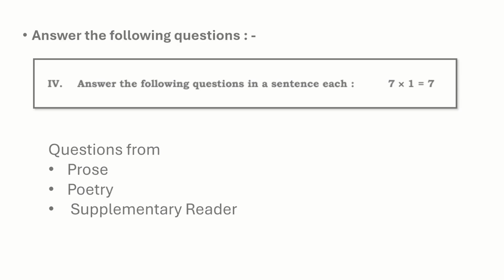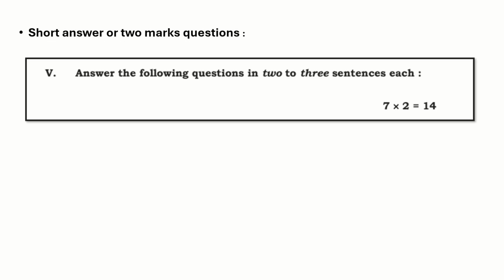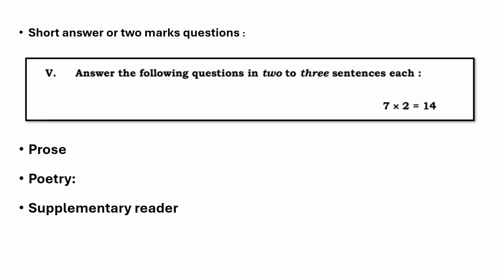So moving further, you have short answers here. This is how it looks in the question paper. Answer the following questions in 2 to 3 sentences each. You will get 7 into 2, that is 14 marks to score. Here also you will be asked questions on prose, poetry, and supplementary reader.